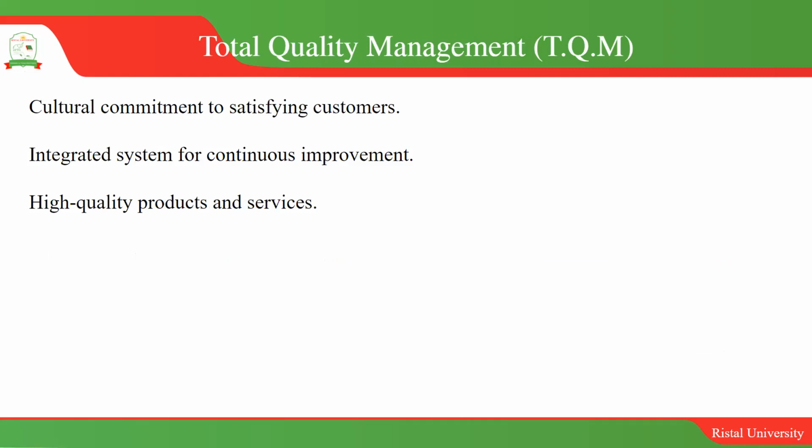Now we look at the third theory, which is total quality management. This is when you have an organization that has all its staff committed to satisfying customer needs. It's about recognizing the gaps you have and continuously improving so that you meet the needs of the customer. At the end of the day, you have high quality products and services. You are not satisfied with the quality of what you're offering, so you keep learning over and over again so you can provide the best.